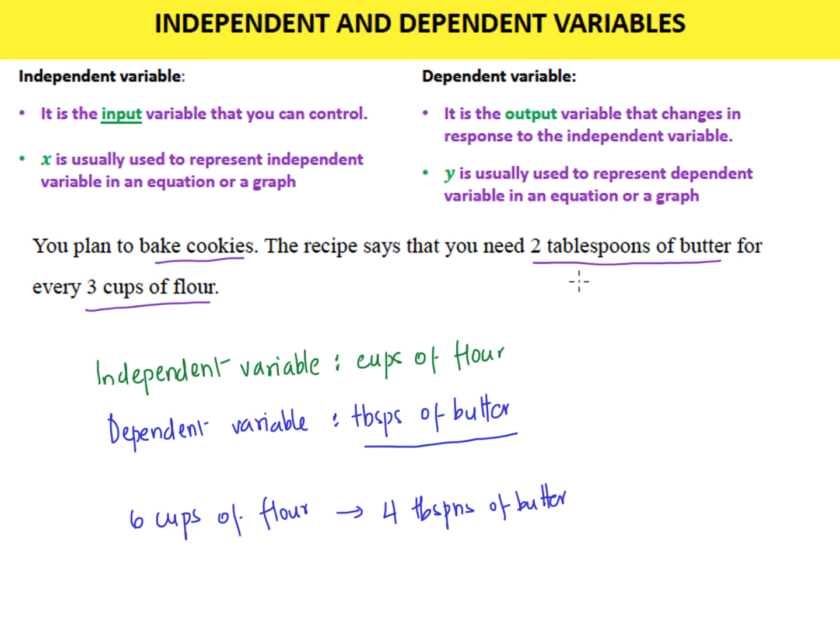So far, we have seen 3 different situations where we had to decide which is the independent and which is the dependent variable.